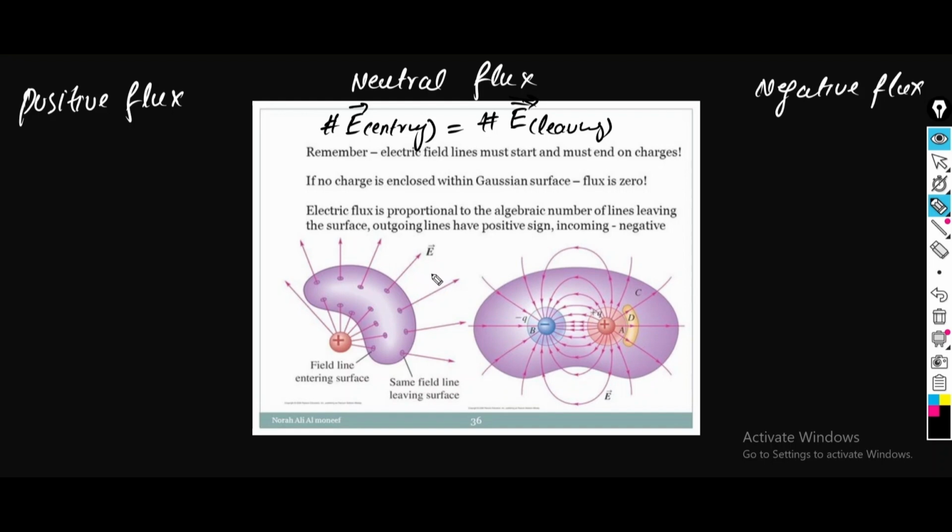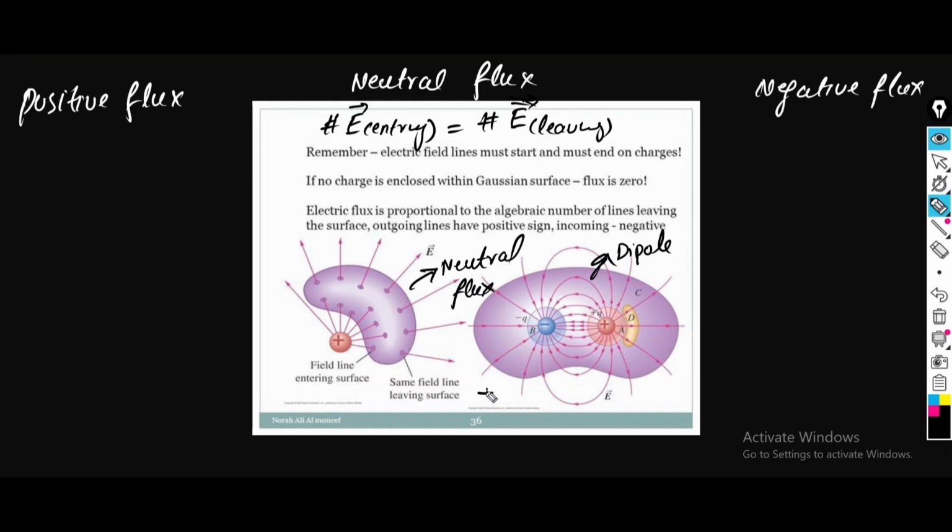Therefore, we call this a neutral flux, because there is no charge inside this Gaussian surface to increase or decrease the number of electric field lines. In this case, this is actually a dipole. The flux through a dipole is also neutral, because in a dipole we have a negative charge and a positive charge, and both are enclosed by the Gaussian surface. So the effect of the negative charge is cancelled by the effect of the positive charge.